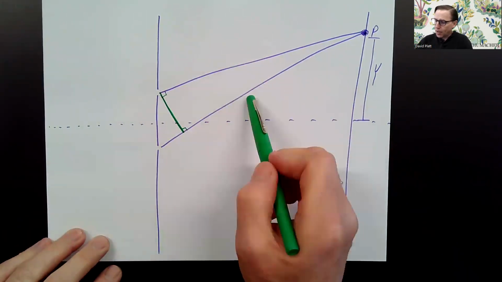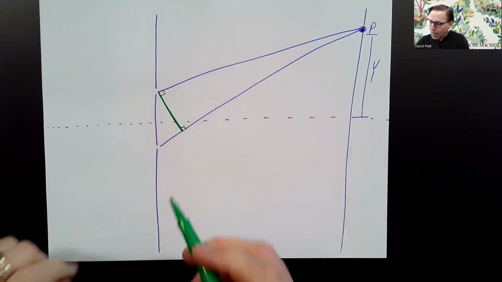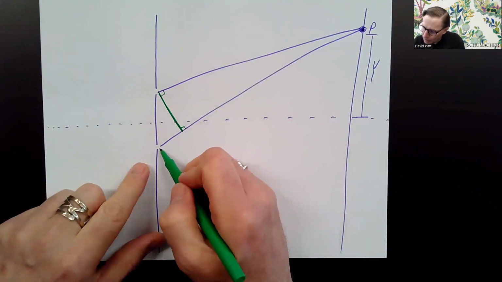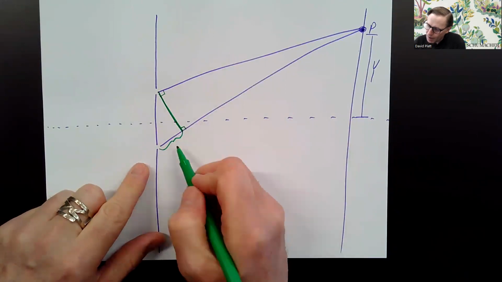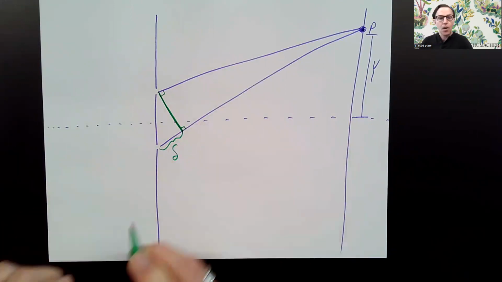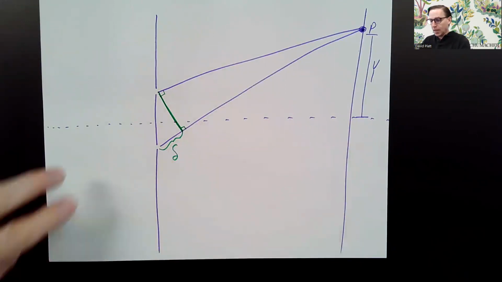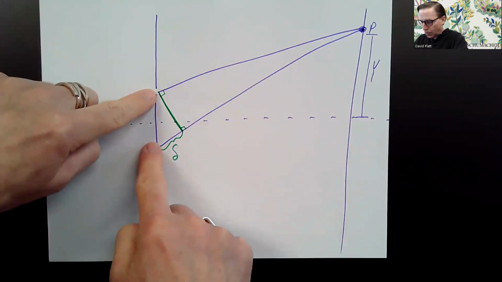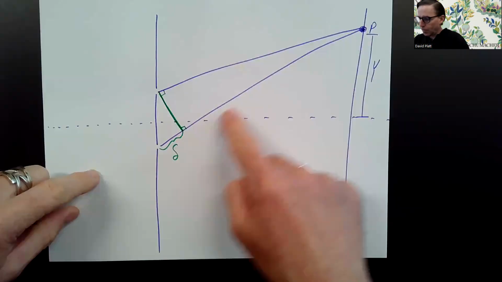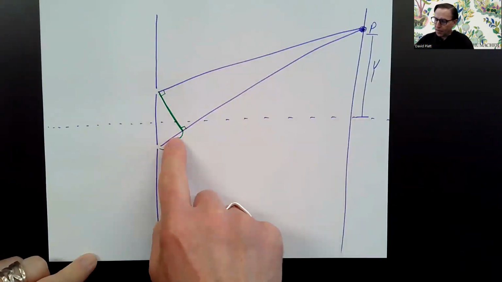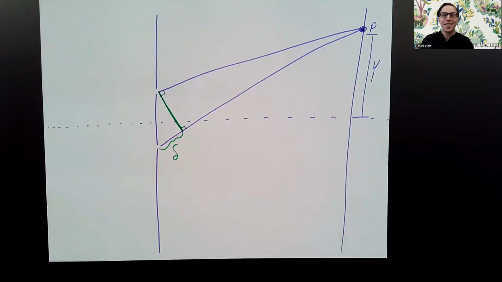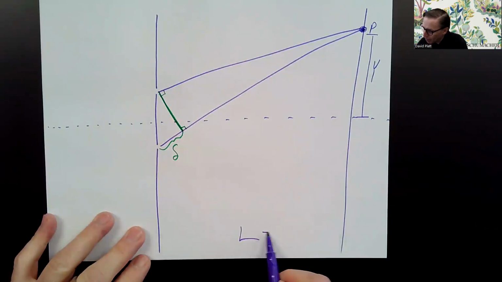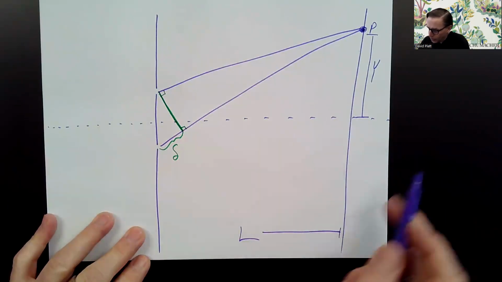And if these two paths are the same length, then this part right here is the very ever important delta, or the path difference. The light came in, it went through both slits and took one of these two paths, the long path and the short path. And the long path is longer by this distance delta. Now we're going to call this distance L from the slits to the screen.